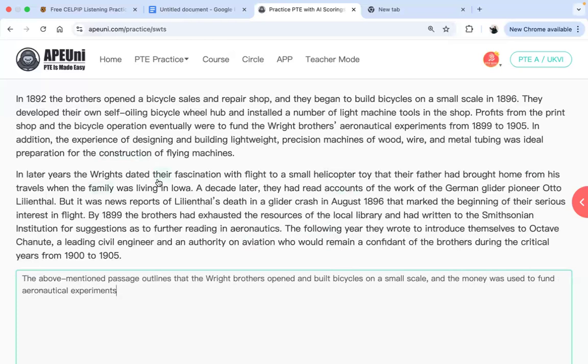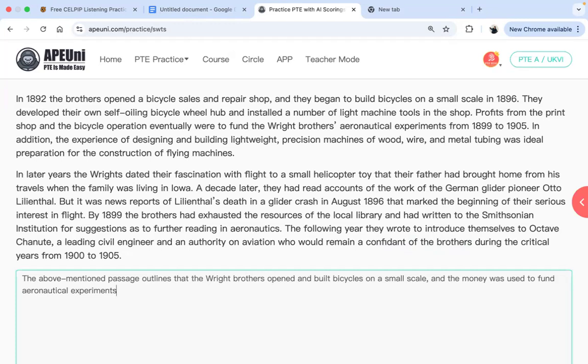Then they say in the later years, Wright stated their fascination with flight to a small helicopter toy that their father had brought them. A decade later, they had read accounts of a German glider, but it was news report of the glider's crash that marked the beginning of serious interest. And by 18, the brothers had exhausted the resources of the local library. And the following year, they wrote to introduce themselves to Octave, leading civil engineer and authority on aviation, who would remain a confidant of the brothers during critical years. Okay, that's a very boring paragraph.